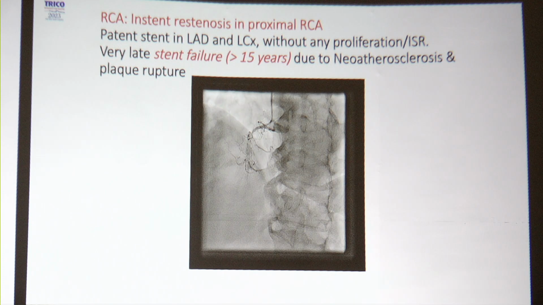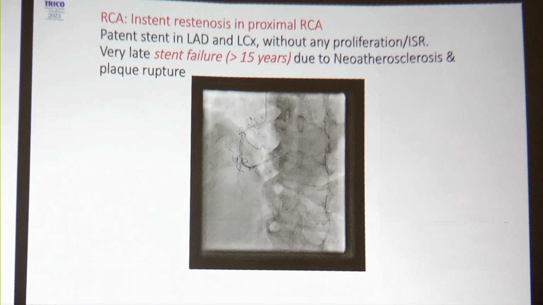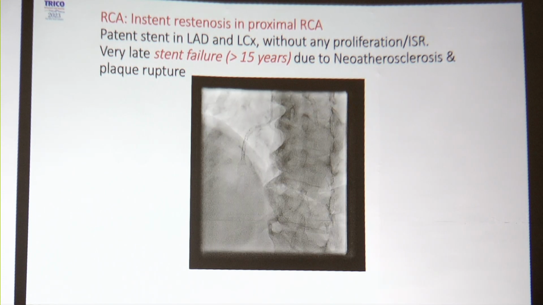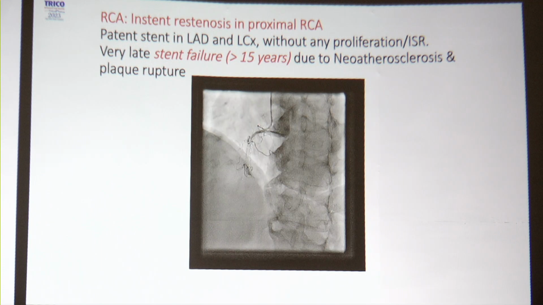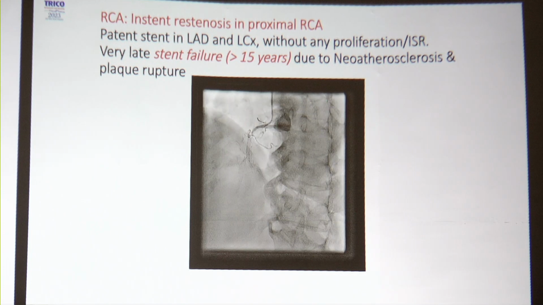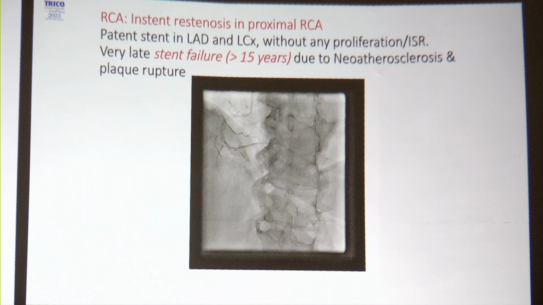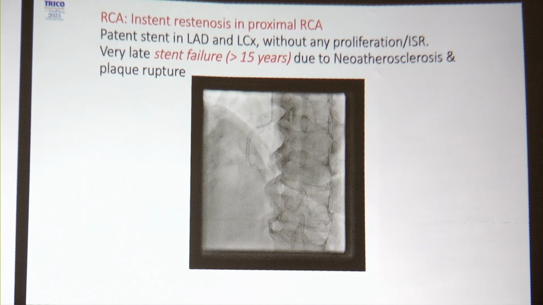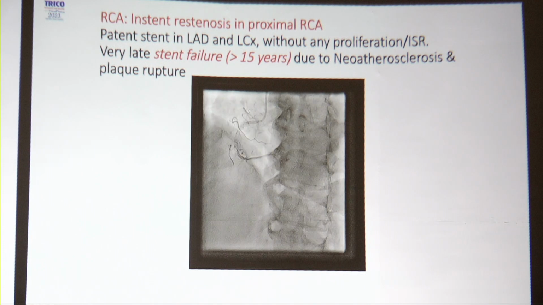It was instant restenosis in proximal RCA, and the stented segment showed a complete occlusion. Possibility of some bridging collaterals we can see, and the distal flow was almost TIMI 1. Left coronary angiogram showed that the stents were patent in LAD and circumflex without any proliferation or instant restenosis. Completely clean left system. And here we are dealing with a very late stent failure, almost more than 15 years.